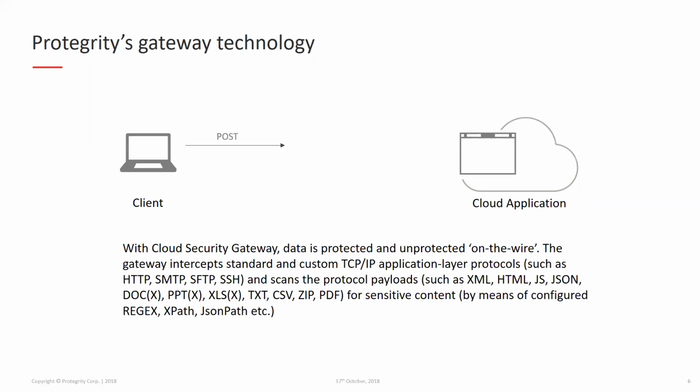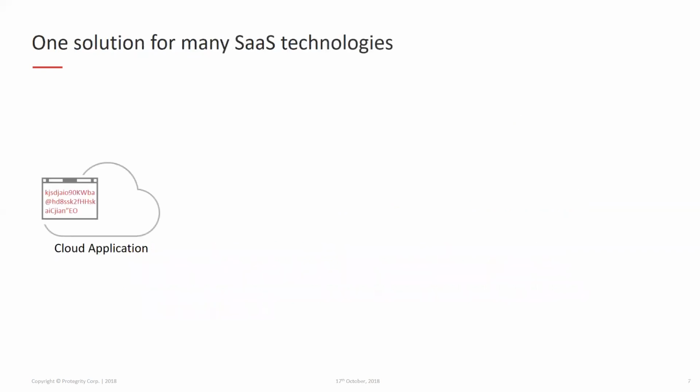What it does is intercept any sort of TCP/IP protocols and then scan the payload for the sensitive values. It then rewrites these values either protected or unprotected if we're returning them to the client. With that sort of technology, it can cover all sorts of cloud applications.